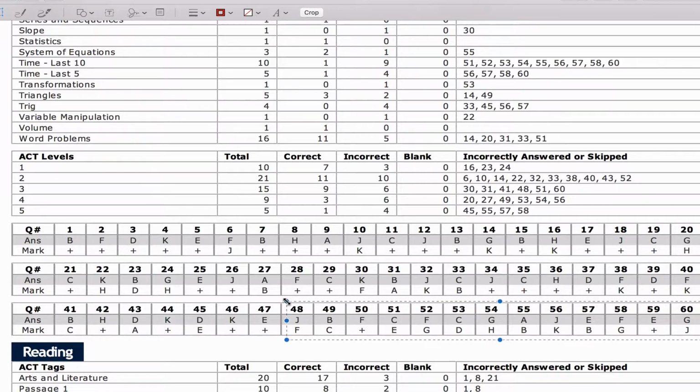Where would the time have been better spent? Well, look, you got question number 6. That's an easy question. You got it wrong. You got question number 10 wrong. You got question number 16 wrong. You got question number 20 wrong. 22, 23, 24. Those are easy questions. You would be way better off spending more time, those extra 10 minutes, on questions 1 to 24.